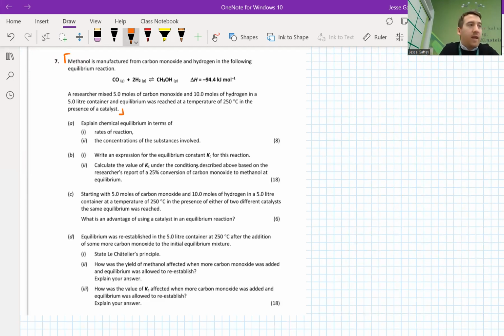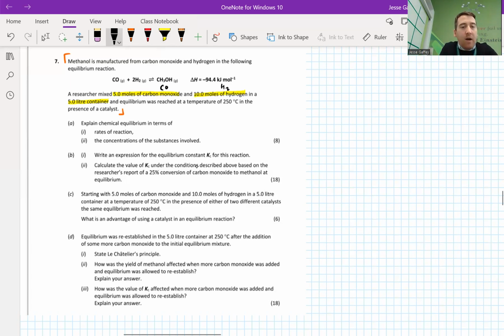Okay, so a couple of things to note, okay? I'm going to highlight a couple of important things here, all right? And that is, it says a researcher mixed 5 moles of carbon monoxide. So that's this one here, the CO, okay? 5 moles of carbon monoxide and 10 moles of hydrogen. So that's obviously the H2 from the equation up here. Okay, and they did this in a 5-liter container. That's going to be important in a couple of minutes. Okay, a 5-liter container, and equilibrium was reached at a temperature of 250 degrees in the presence of a catalyst.